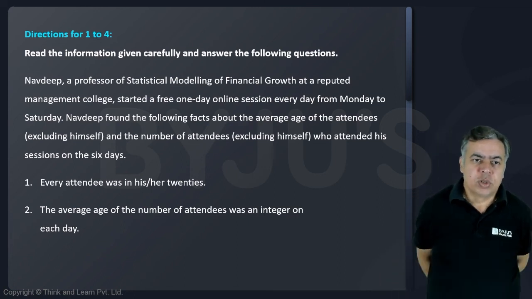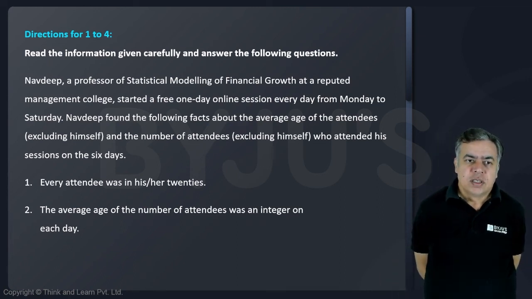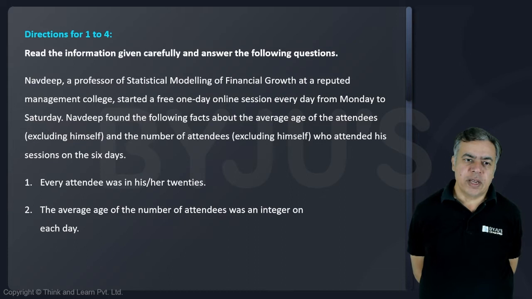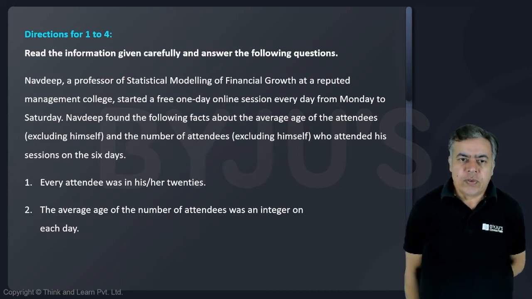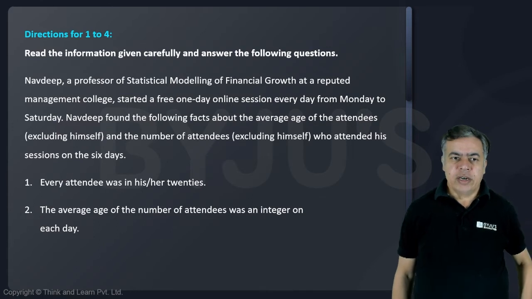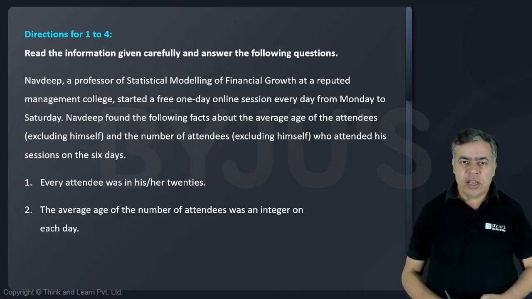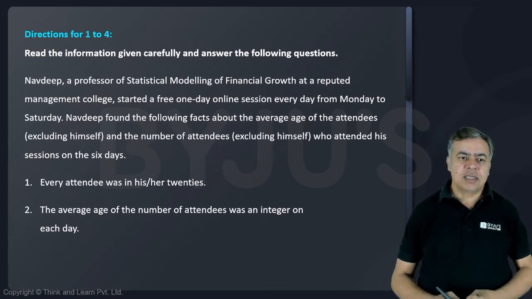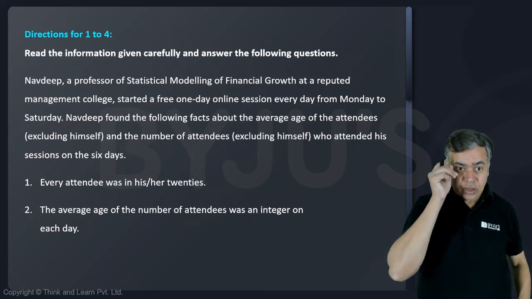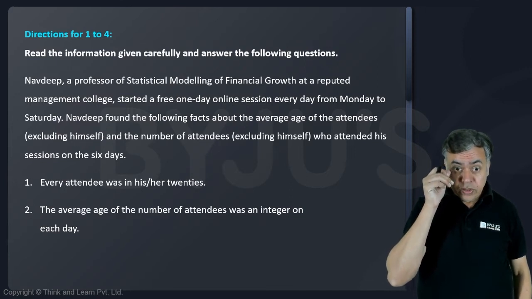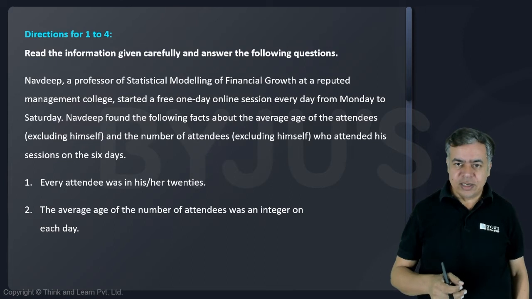Okay, so the set is: Navdeep, a professor of statistical modeling of financial growth at a reputed management college, started a free one-day online session every day from Monday to Saturday. Navdeep found the following facts about the average age of the attendees, excluding himself, and the number of attendees, again excluding himself, who attended his sessions on the 6 days. Okay, so there will be 6 days, right? And some attendees are attending the session.